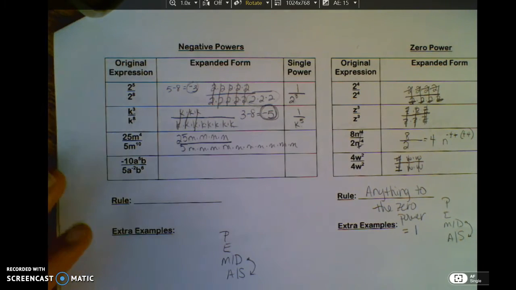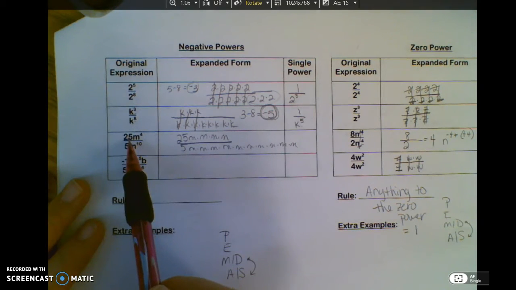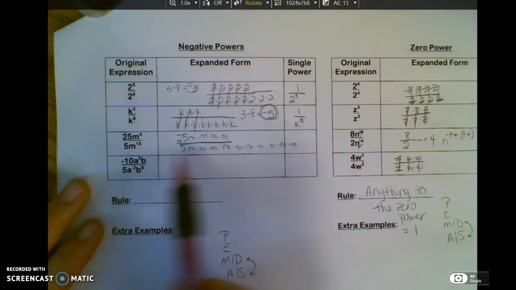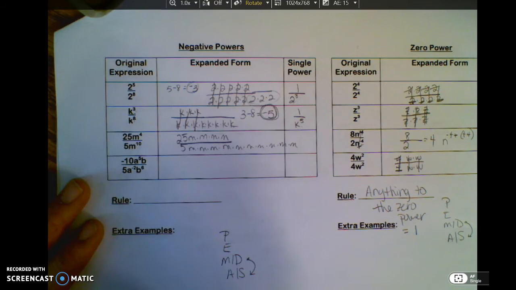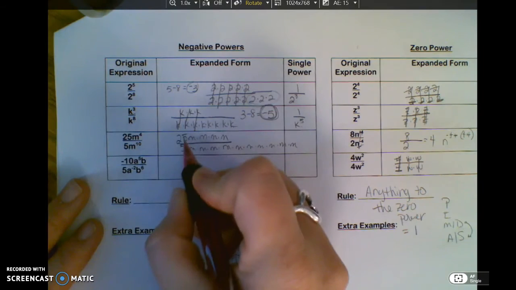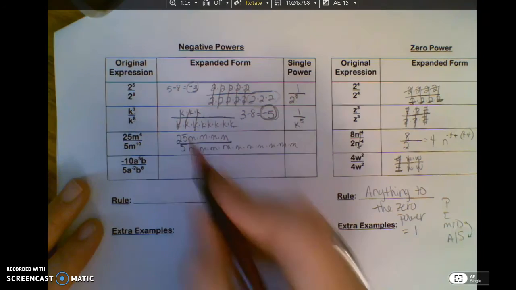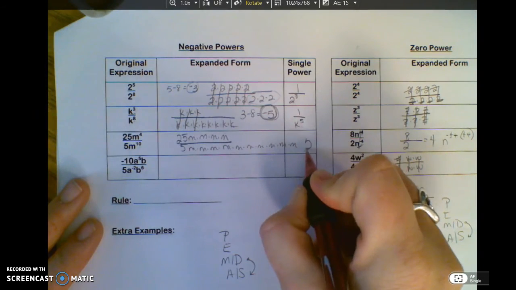Working with exponents, part 2. So we were on this problem right here: 25 divided by 5. There are 4 m's in the numerator and 10 m's in the denominator. 25 divided by 5, that is not an exponent, so I do not use this rule down here at all. 25 divided by 5 is 5.